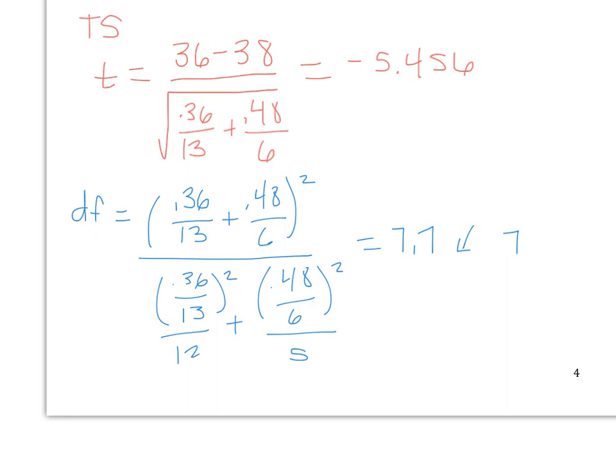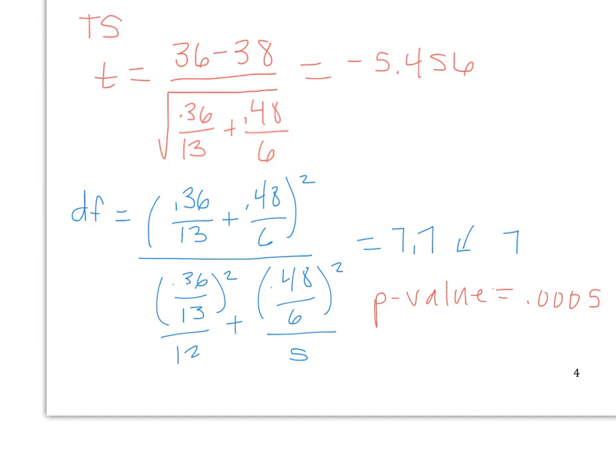So we have to remember when we go to that T calculator that we've got a left-tailed test. So we're looking for area to the left of the T statistic of negative 5.456. So if we look for that value using our calculator, we get a p-value equal to 0.0005.